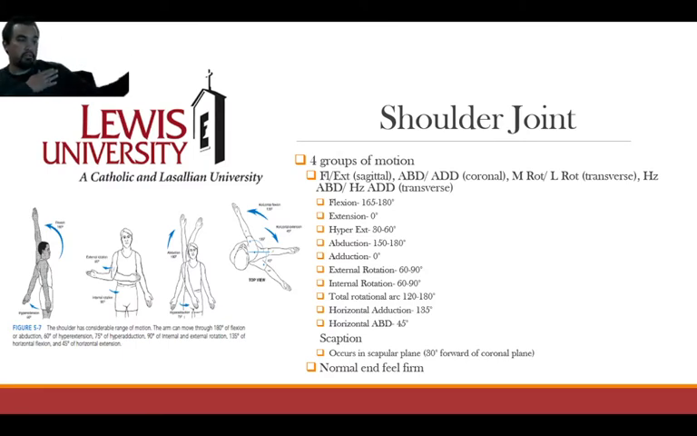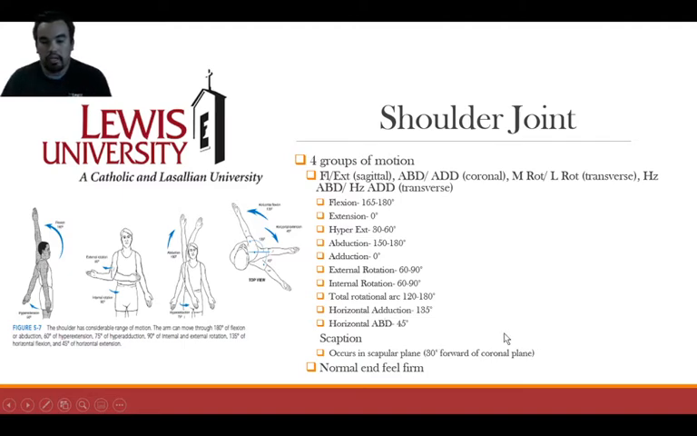Trying to get in the video there, right? So that's 60 to 90 degrees, and then internal rotation will be back towards my belly, and that's 60 to 90 degrees as well. Total rotational arc, so if I took from fully externally rotated to fully internally rotated, is typically 180 degrees.